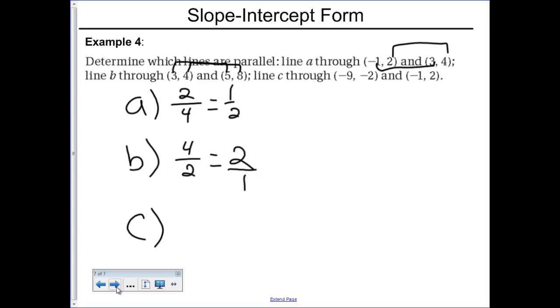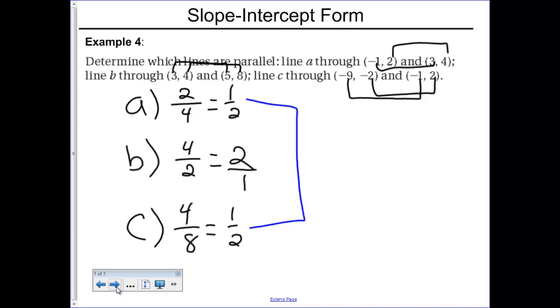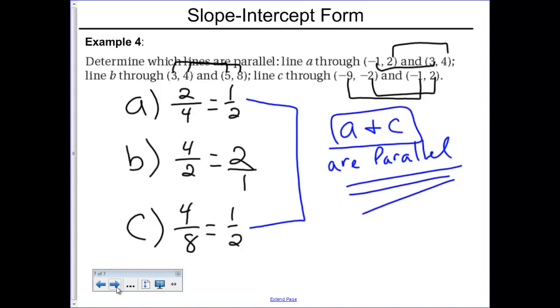And C has a rise of 4 over a run of 8, and that is 1 over 2. And since these two have the same slope, A and C are parallel because they have the same slopes.